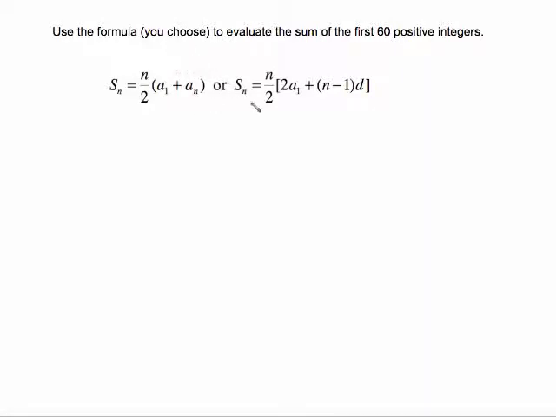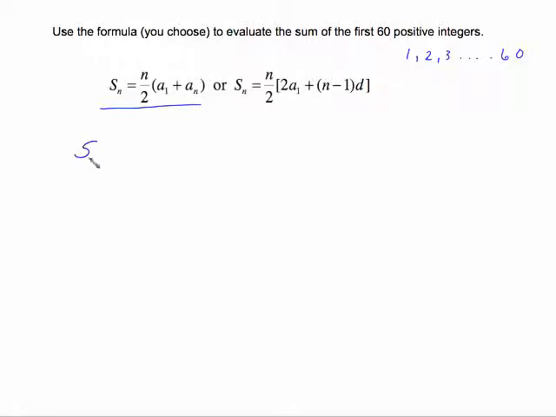Use the formula, one of these two, and you choose to evaluate the sum of the first 60 positive integers. This is one that we could use the short form on because the sum of the first 60 positive integers would be 1, 2, 3, all the way out to 60. We do know the last number. The last number is 60. So I'm going to use the short form here.